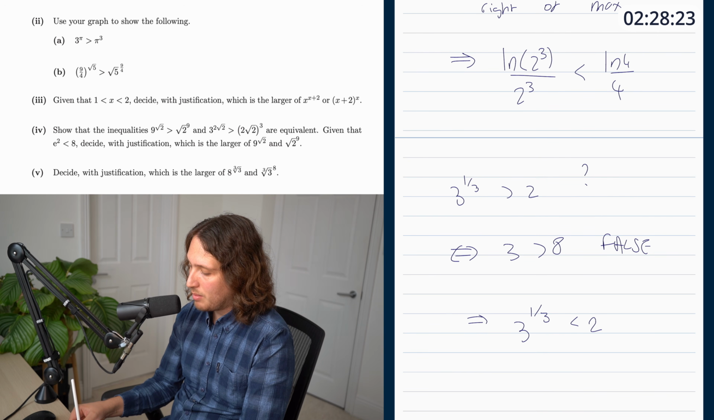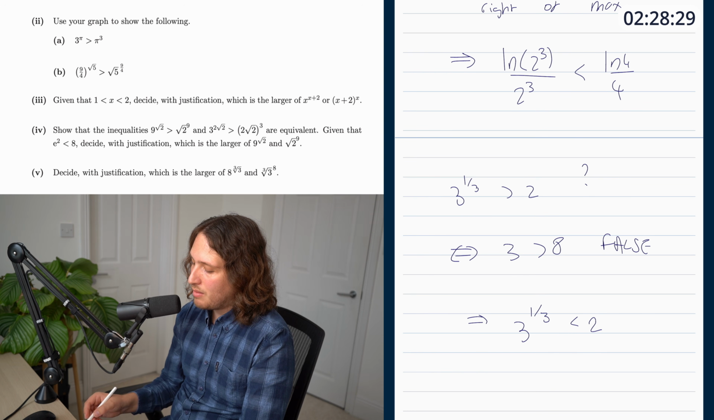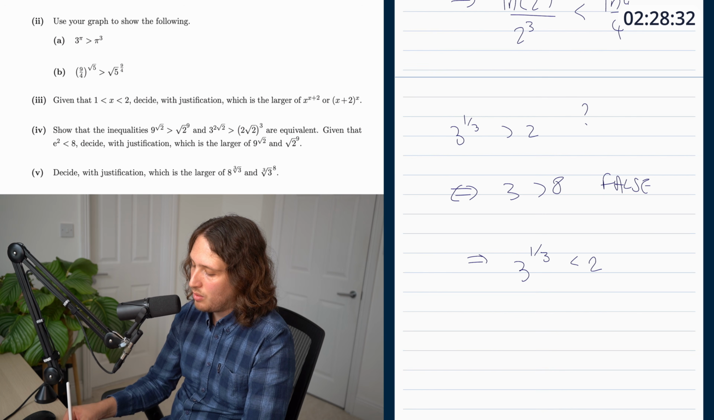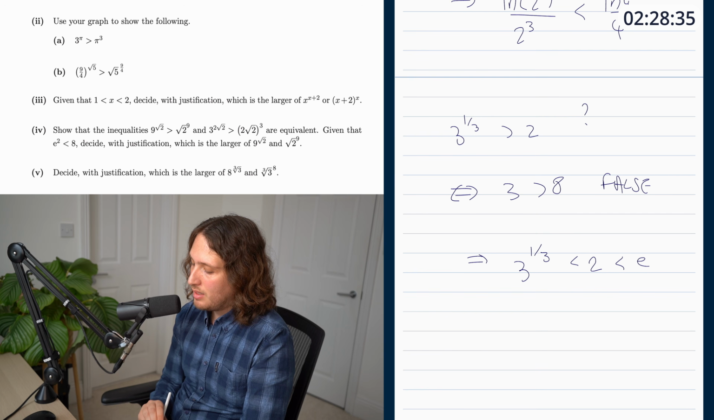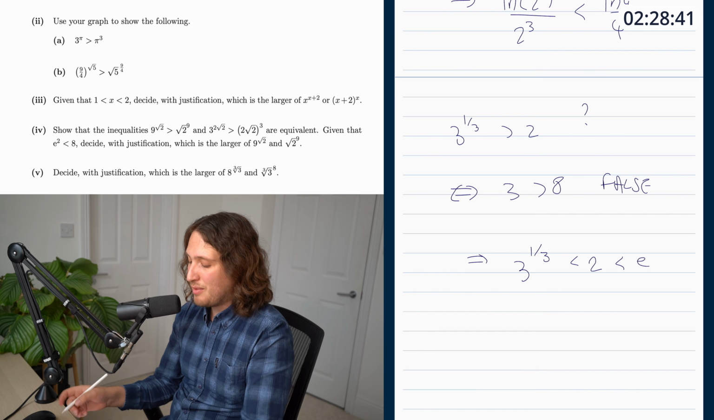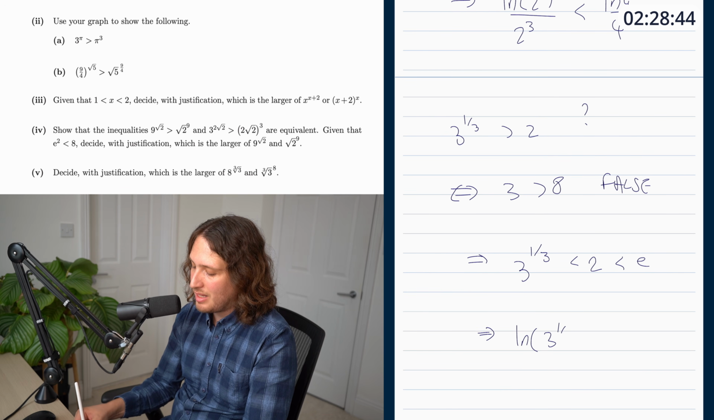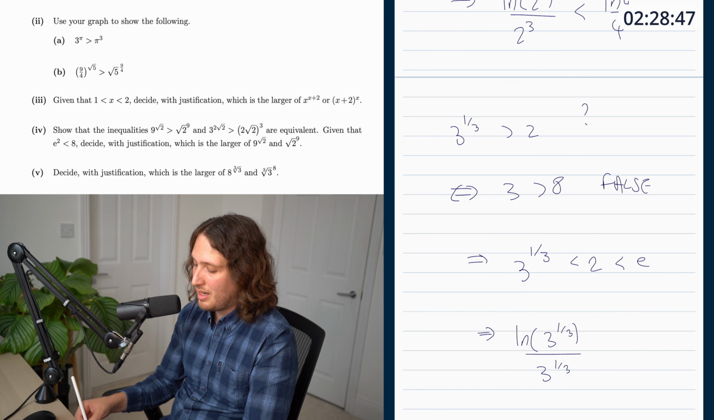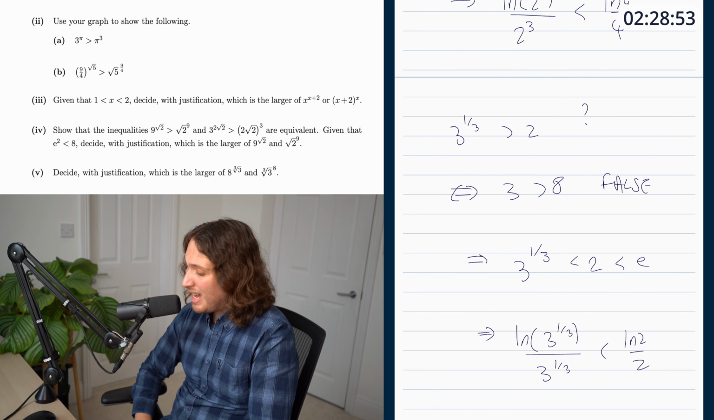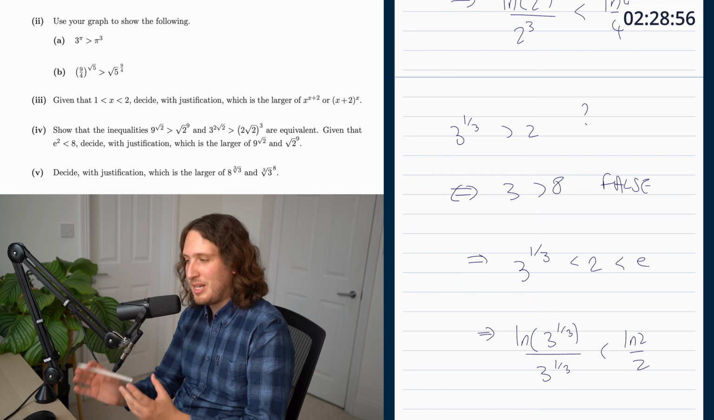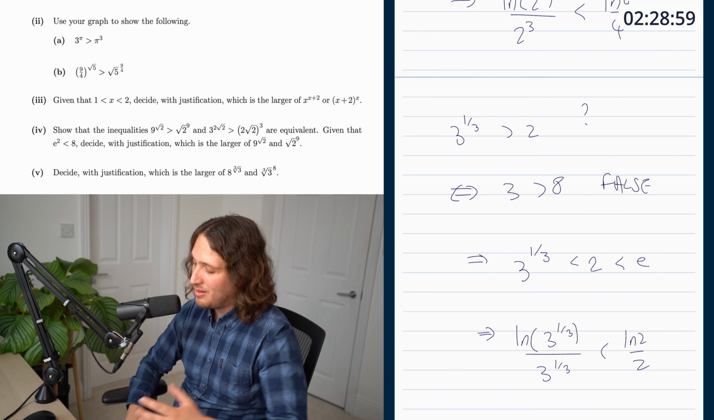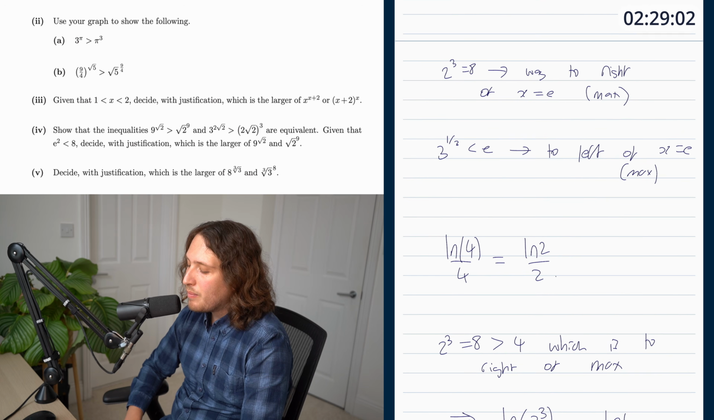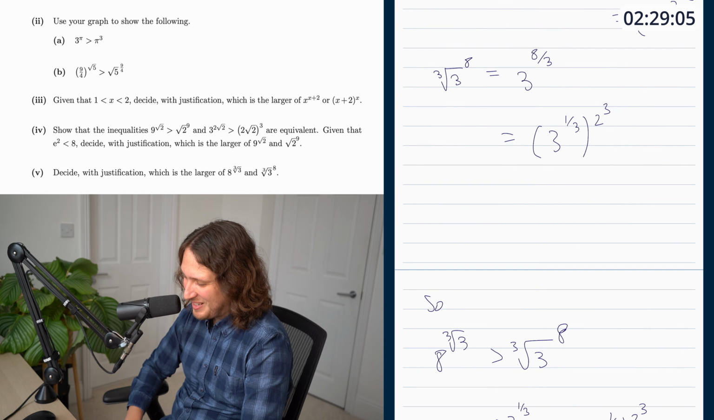I've cubed both sides. I'm comparing it to 2, which is the other value. So that's equivalent to that. So that means that the cube root of 3 is actually smaller than 2, which is itself smaller than e. So again, I'm further from the max. So I know that ln of 3 to the third over 3 to the third is smaller than ln 2 over 2. That's a real shame, because I thought we might be able to compare each of them to ln 4 over 4 on the one hand and ln 2 over 2 on the other. That has to be what happens. I'm not ready to give up yet.